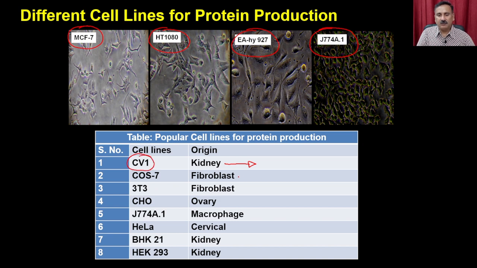Similarly, you can use cells like fibroblast cells for protein or enzyme production, where you can use COS7 or NIH3T3 cells. Then you can use J774A.1, which are macrophage cell lines. And then you can use CHO-K1, which is an ovarian cell line. And HeLa, BHK1, and HEK293. HEK293 is a kidney cell line. So depending on the source of the enzyme, you can choose the different options. And sometimes the growth rate of these cells as well as the maintenance is also another parameter you can take into consideration.